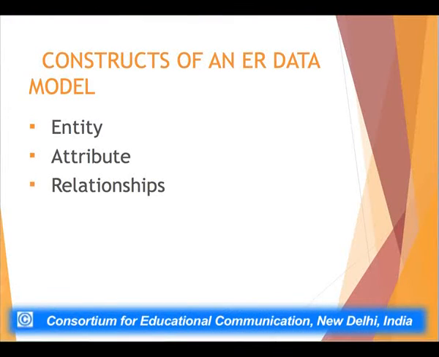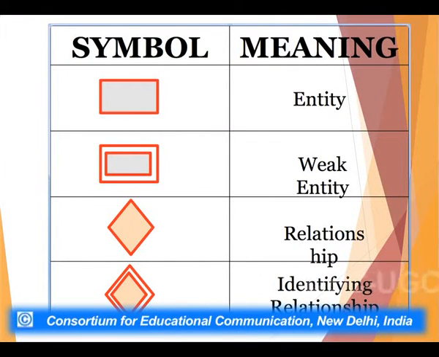Now, when we talk about an ER diagram, there are three important constructs that we talk about: entity, attribute and relationships. Now, we have also discussed these same constructs in the context of relational database systems. Now, these are almost very similar here also. Now, the picture here shows the different symbols which are used to show the different objects in the ER diagram.